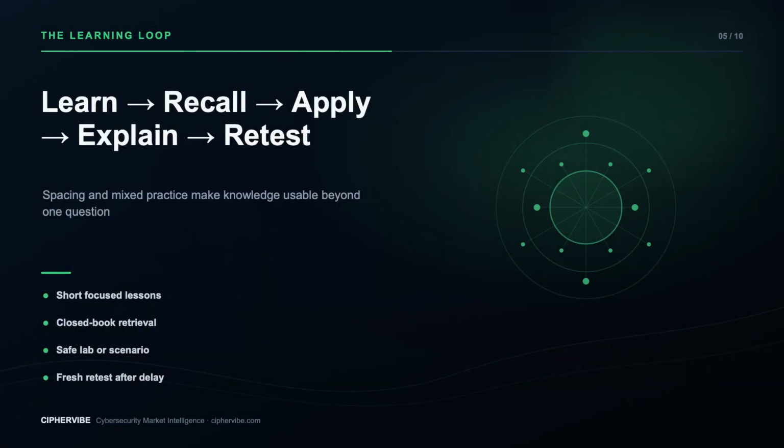Use a repeatable learning loop. First, learn a small objective from an authoritative source. Second, close the material and retrieve the idea from memory. Third, apply it in a diagram, configuration review, packet trace, or isolated lab. Fourth, explain the decision in plain language. Fifth, retest later with a fresh question.